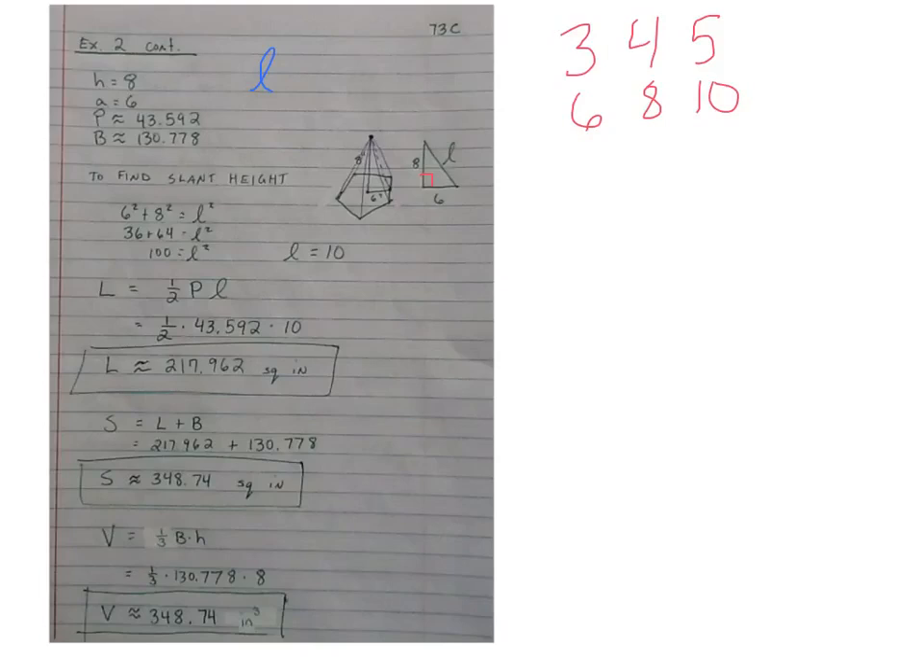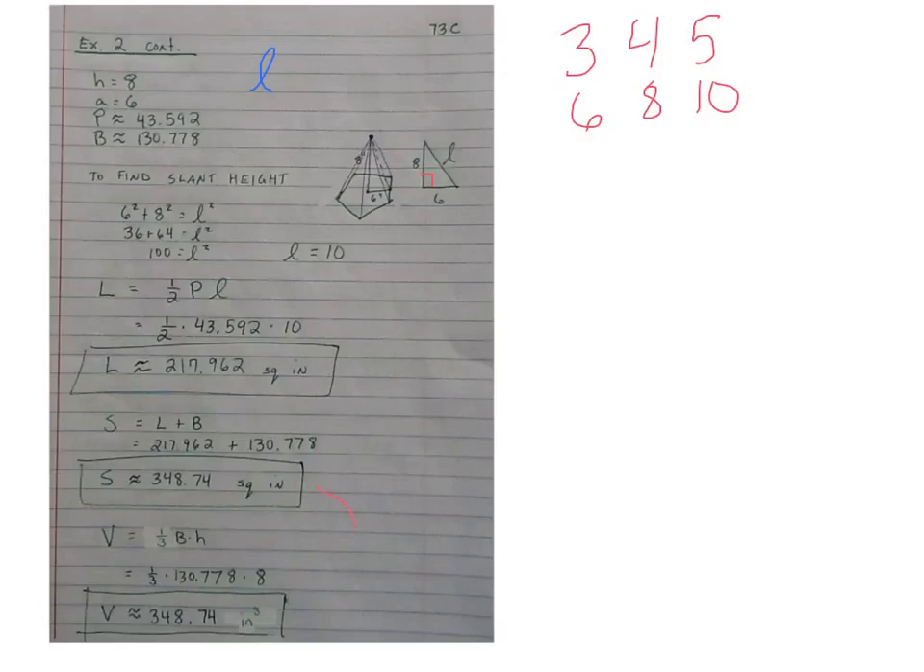And our final calculation is volume, which is 1/3 base times height. And we take 1/3 our base area of 130.778 and then our height of 8 inches. And we find the volume to be 348.74.